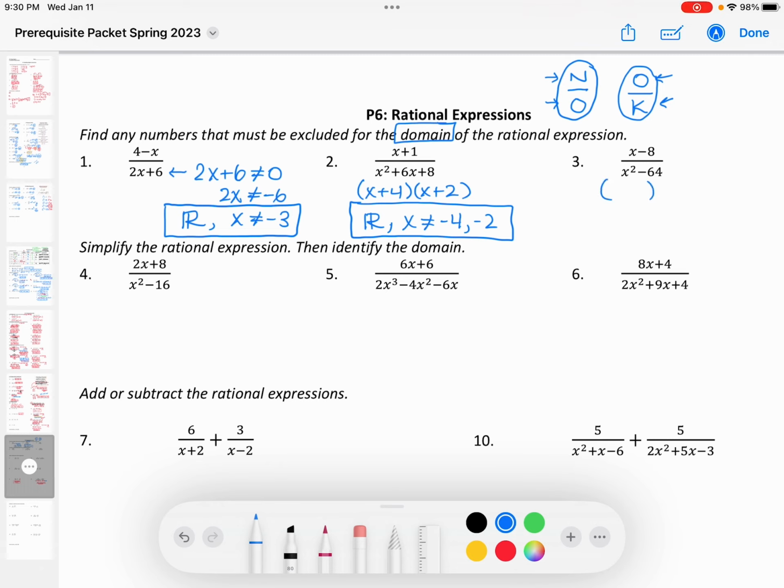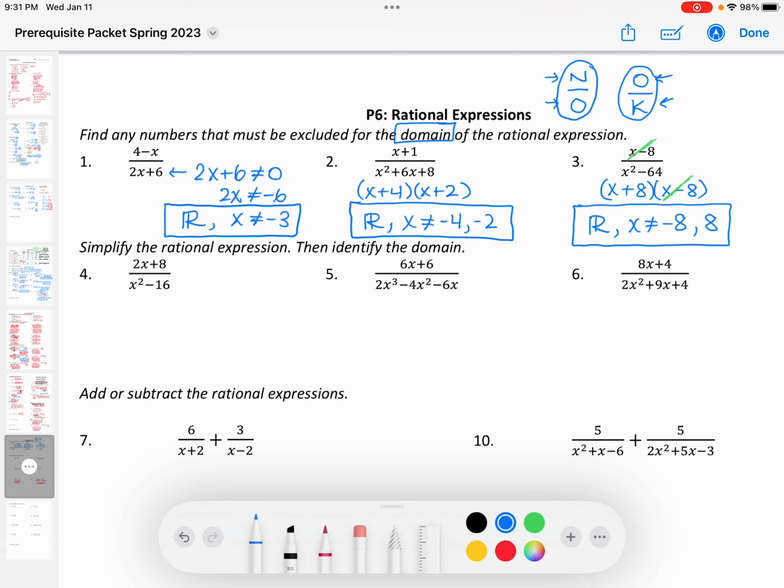Here we have a difference of squares we can factor. And even though the x minus 8 on the top and the x minus 8 on the bottom would cancel out, we still say that the domain is all real numbers, and we're going to leave out -8 and +8. So even though it would simplify, +8 still isn't a legit domain value.